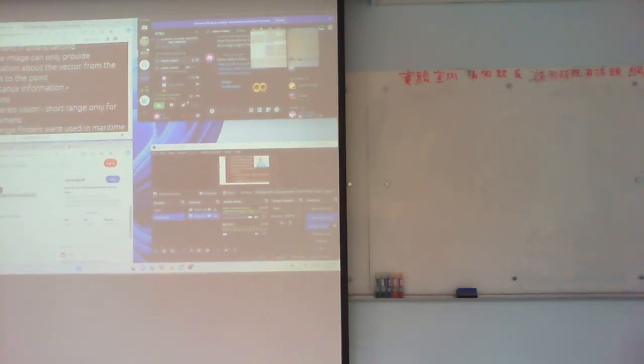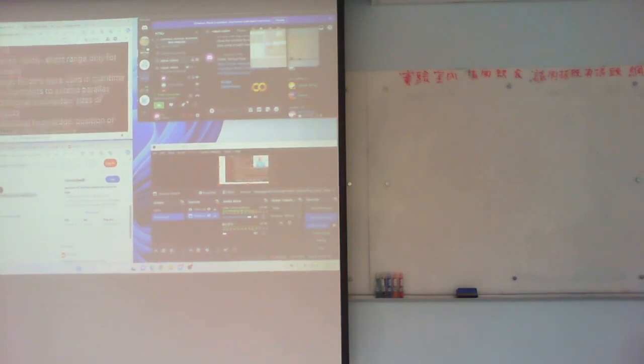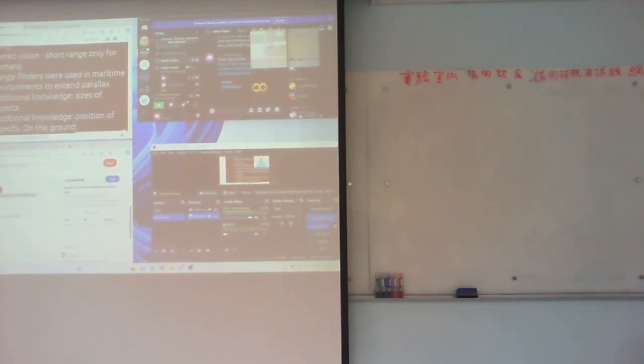A single camera can provide information about a vector from the camera to the point, but we don't actually get any distance information. So then you can use additional methods in order to find the depth of your points. One is stereo vision, 2 cameras. That's usually quite close to the robot, like 1 or 2 meters. Also the same for humans, where we use stereo vision. Range finders.